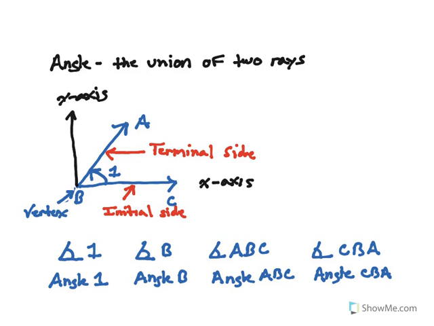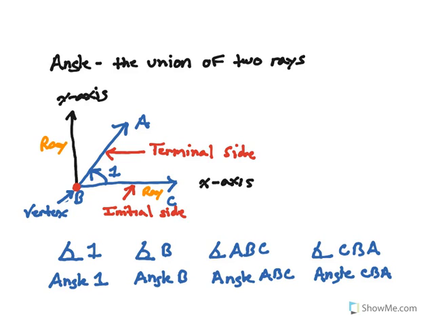And another concept is an angle. What is an angle? Well, it's the union of two rays. Union meaning that they're connected at a point called the vertex. So this vertex is where this ray, this is going to be a ray, and then the other ray is going to be over here.